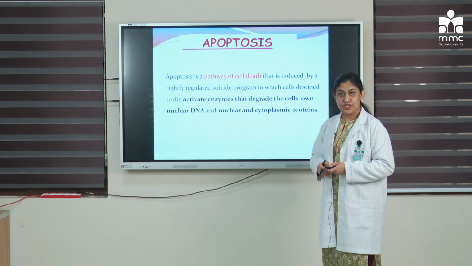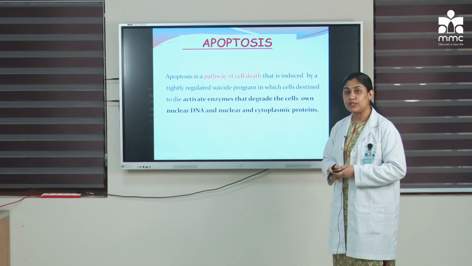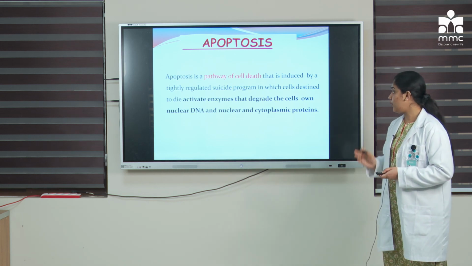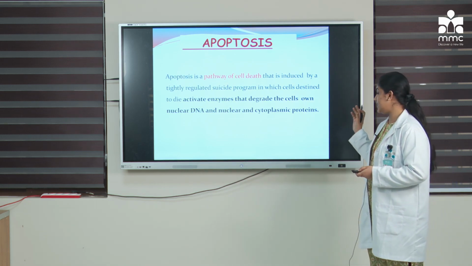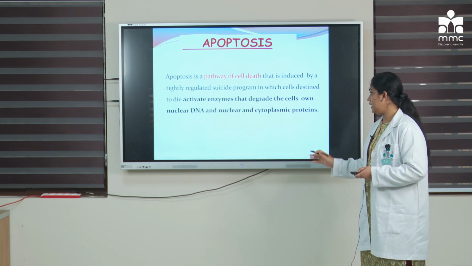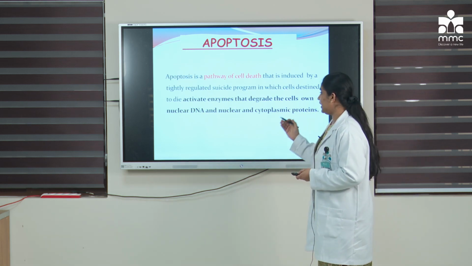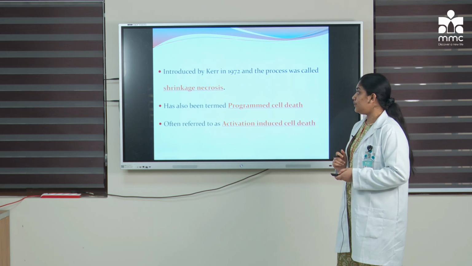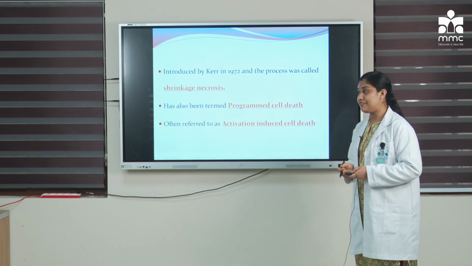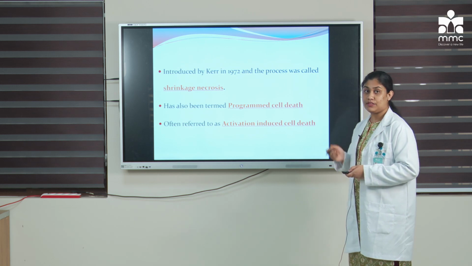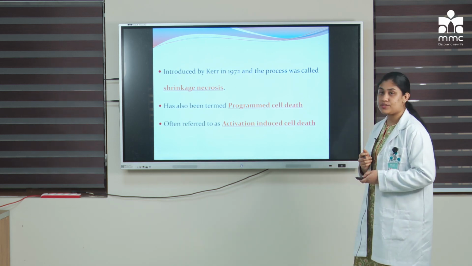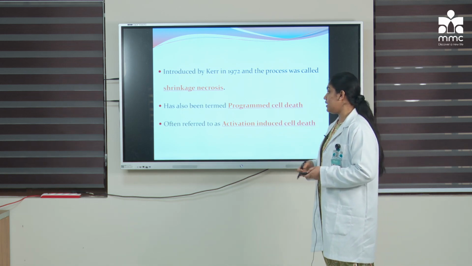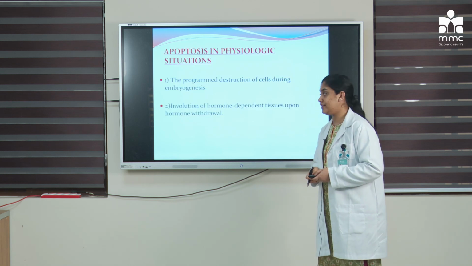So coming to the definition of apoptosis, apoptosis is a pathway of cell death that is induced by a tightly regulated suicide program in which the cell destined to die activates certain enzymes that will degrade the cell's own nuclear DNA and the cytoplasmic protein. It was first introduced in 1972 by Kerr, and was initially called shrinkage necrosis. It has been termed programmed cell death, and it is also referred to as activation induced cell death.